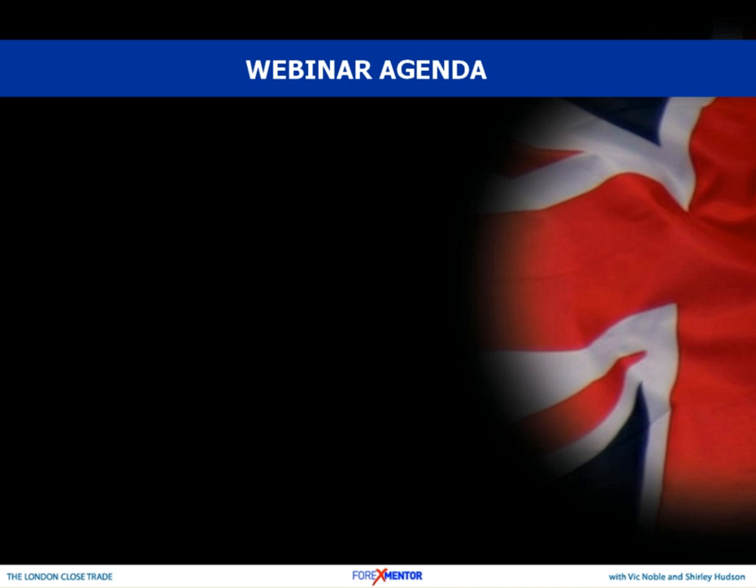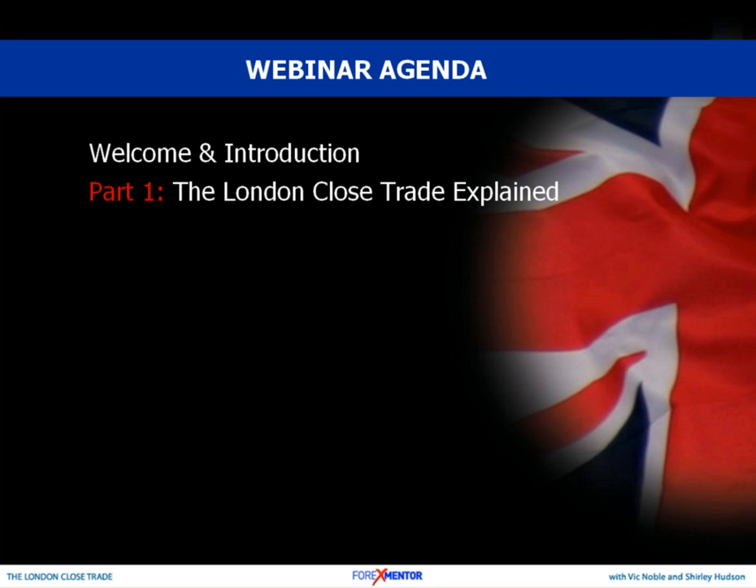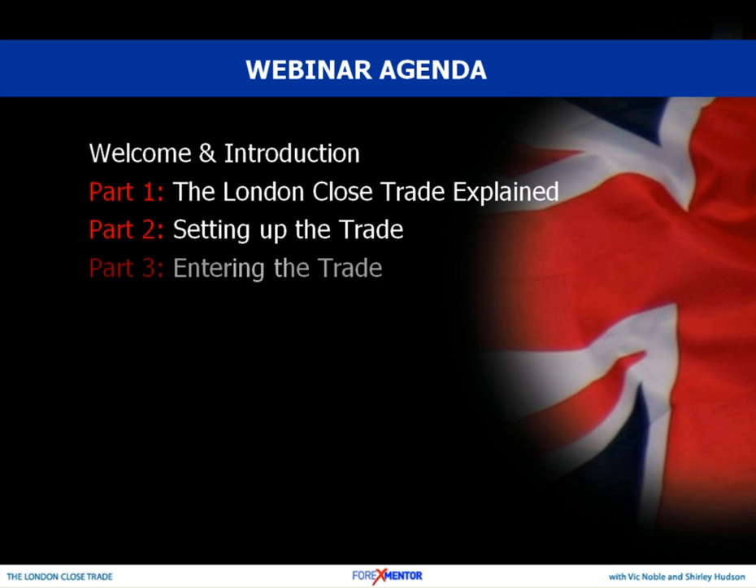I just wanted to give you an idea of the webinar agenda before we get going. And this is the way it's going to work here. Part one, we're going to explain the London closed trade to you and the idea behind it that makes it work. Then in part two, we're going to get into complete detail on setting up a London closed trade, exactly what to look for. Part three is all about trade entry, which is a critical part of this methodology.